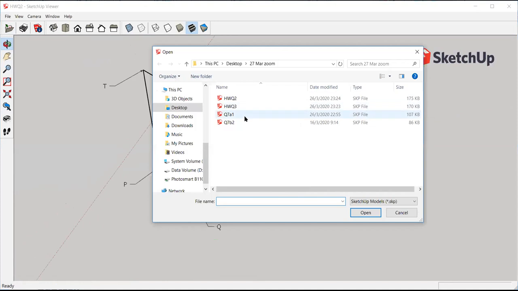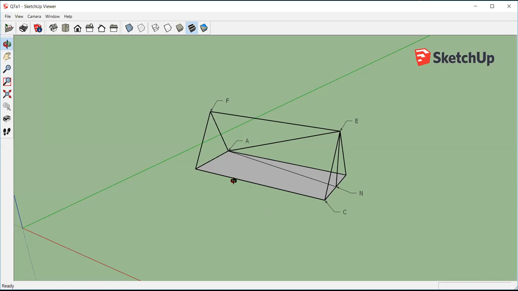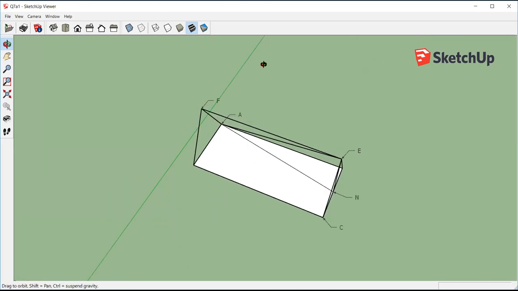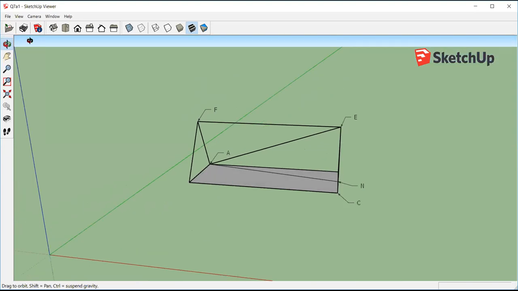I'll give you these 4 files in Edmodo: homework question 2, homework question 3, and the 2 poll questions that we just did. A1 was this one. The plane is horizontal, on the ground level, so it is easy to cast the shadow, to cast the projection.